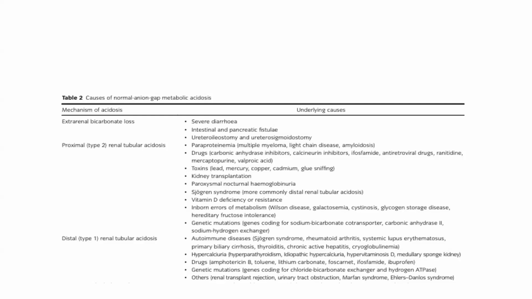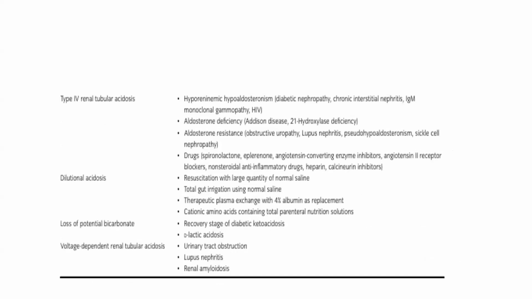It includes autoimmune disorders like Sjogren syndrome, rheumatoid arthritis, SLE, hypercalciuria like hyperparathyroidism, idiopathic hypercalciuria, and hypervitaminosis. Drugs like amphotericin B, toluene, lithium carbonate, foscarnet, ifosfamide, and ibuprofen, and genetic mutations. Then type 4 renal tubular acidosis is hyporeninemic hypoaldosteronism, like diabetic nephropathy, chronic interstitial nephritis, IgM monoclonal gammopathy, and HIV.